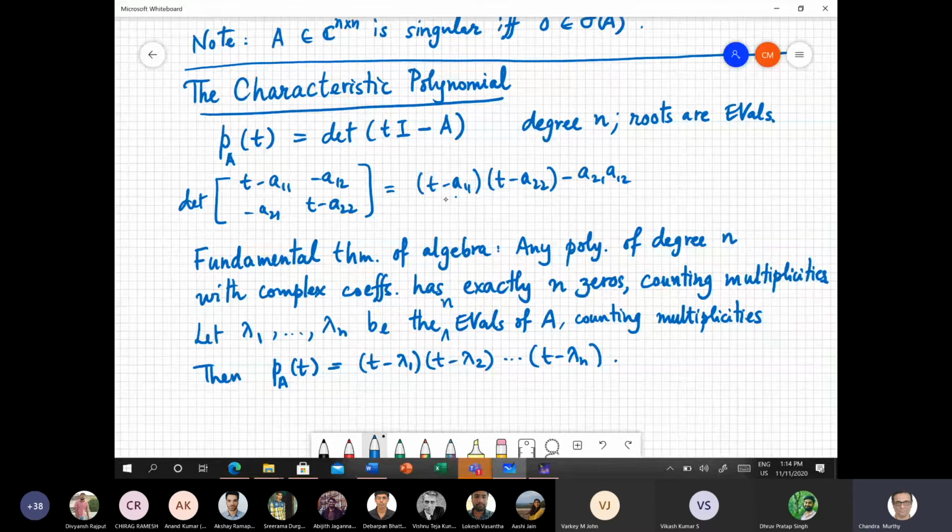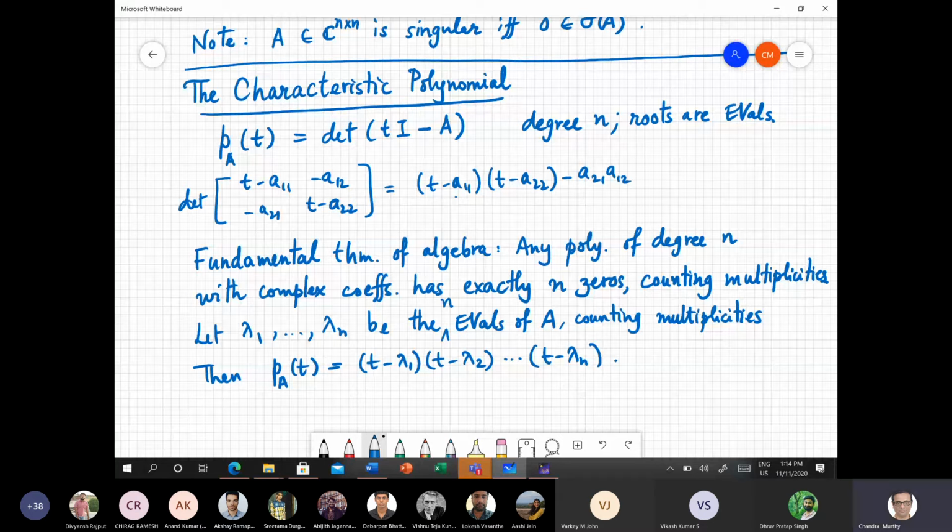But basically, if I look at the coefficient of t to the n minus 1 here, it is going to be equal to a11 plus a22, which must equal lambda 1 plus lambda 2, which is the coefficient of t to the n minus 1 here.